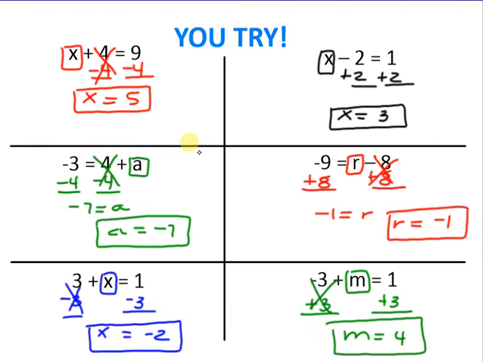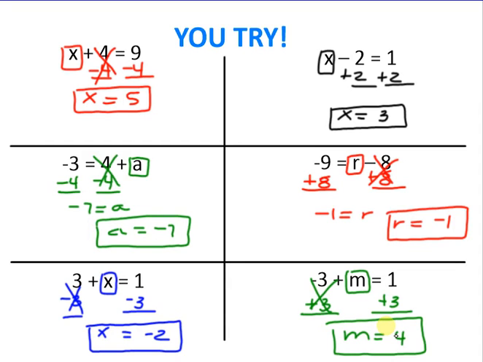So for the first one, you should have gotten x equals 5. For the second one, you should have gotten a equals negative 7. For the third one, you should have gotten x equals negative 2. And by the way, I'm working down. All right, for the first one on the second column, you should have gotten x equals 3, and then r equals negative 1, and then m equals 4. Okay, so if you noticed there, this was just adding and subtracting. So this is just the first part of one-step equations.